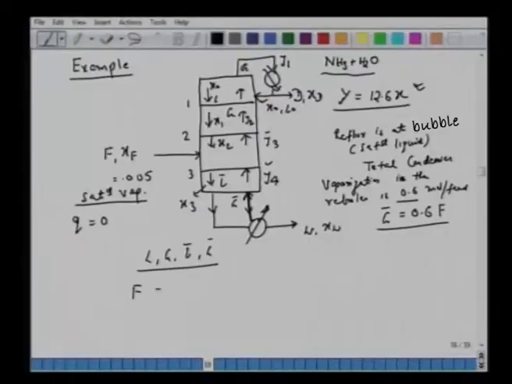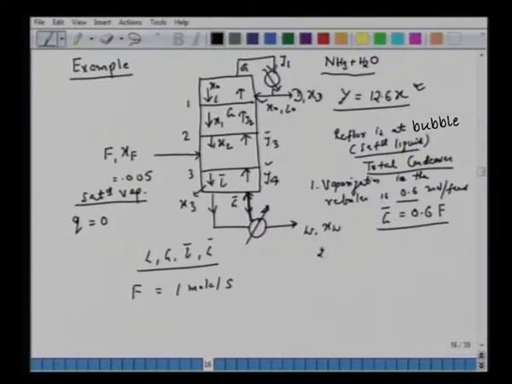Now the feed flow rate is not given to us. That means we can choose a basis. With the basis of F as 1 mole per second, let's see if we can compute some other quantities. So F we choose as a basis, 1 mole per second. Now, one more piece of data given here is that the reflux is saturated liquid, total condenser.